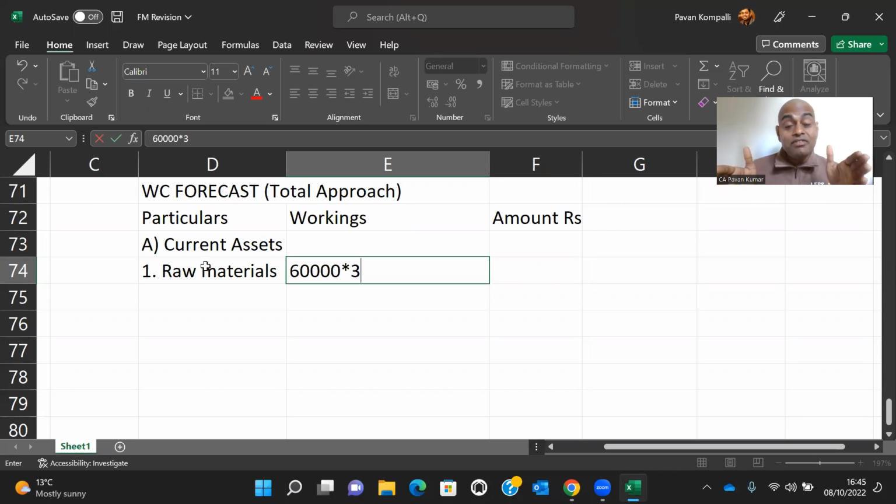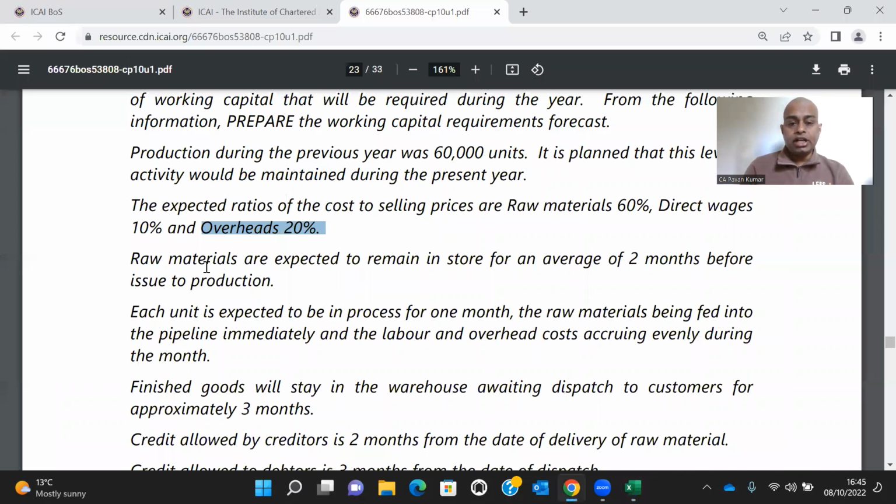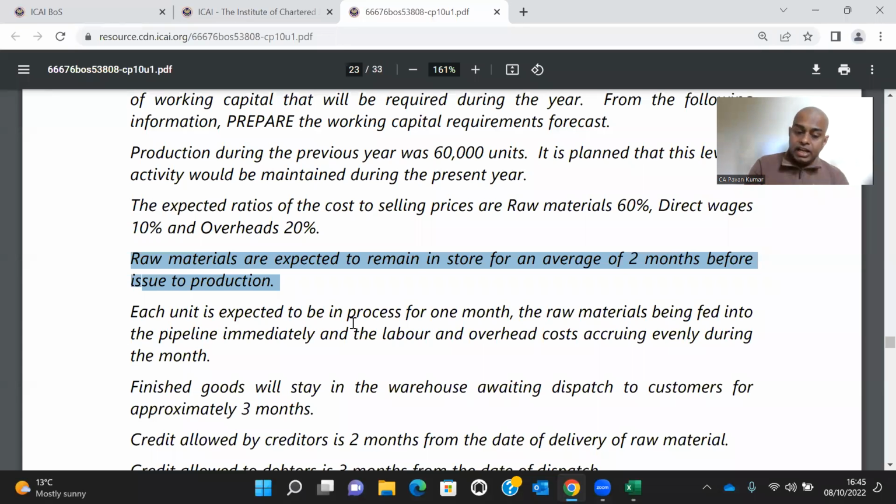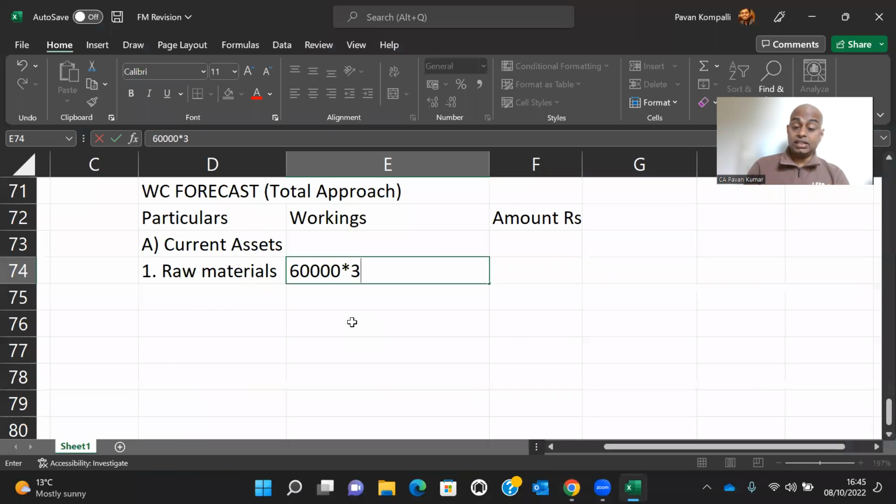Your annual consumption is 350 kgs. But will you hold 350 kgs in your hand? No. So my annual consumption is 1,80,000, but I will not hold 1,80,000 worth of raw materials in my godown. In the question they mentioned that raw materials are expected to remain in store for 2 months only. But I know that this is for 12 months.